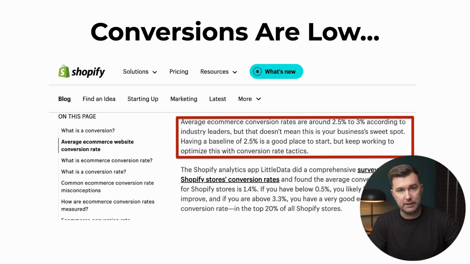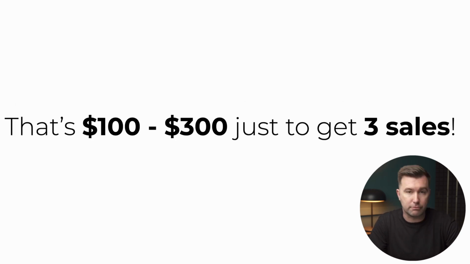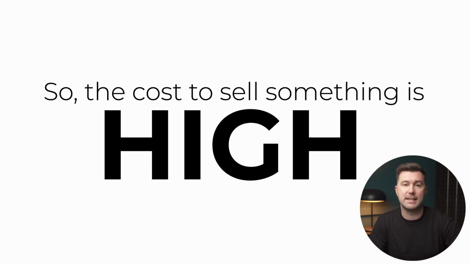And according to Shopify, the research that I've done, as you can see here, the average conversion rate, which means people who go to your website and are browsing and then actually buy, is, as it says here, between 2.5 to 3% on average. And why is that important? Well, I'm going to show you, and then I'm going to show you why Amazon is just so much simpler. Well, for every 100 people that click, 2 or 3 people might buy an item on your website if you have a Shopify store. And think about that. That's $100 to $300 just to get 3 sales because you're paying $1 to $3 every time someone clicks on your ad. So the cost to sell something on your own website typically is very high.